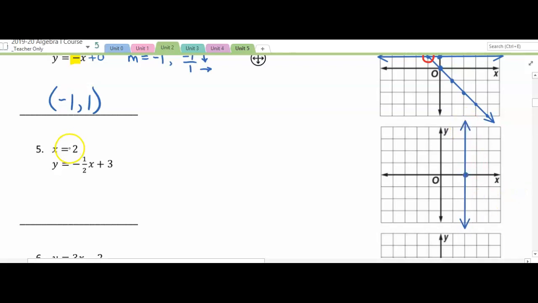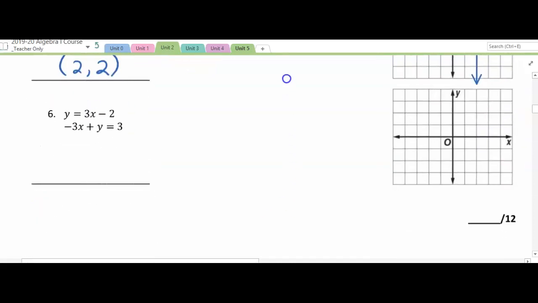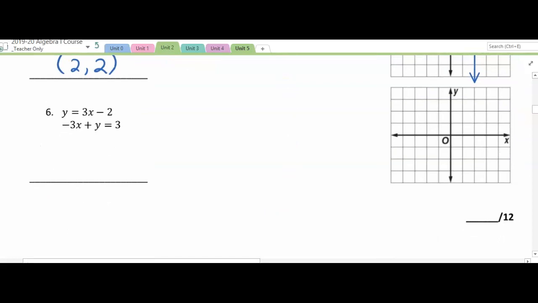That's how I graph the first equation. The second equation has a y and an x. So I'm going to look at the slope, and I'm going to look at the y-intercept. I'm going to start at 3, and I'm going to go down 1, right 2. Then I'll connect my points. You can see that these two lines cross right here, which is the ordered pair 2, 2. That's the solution to the system.